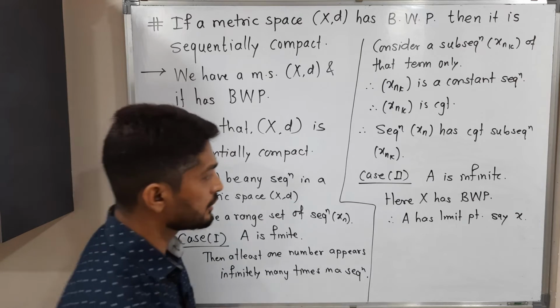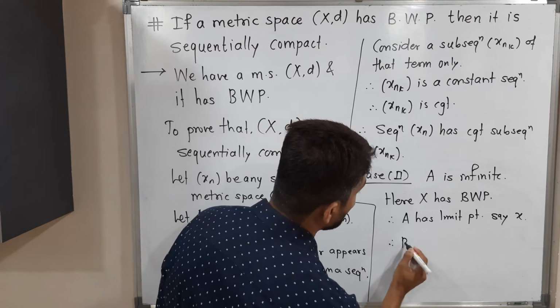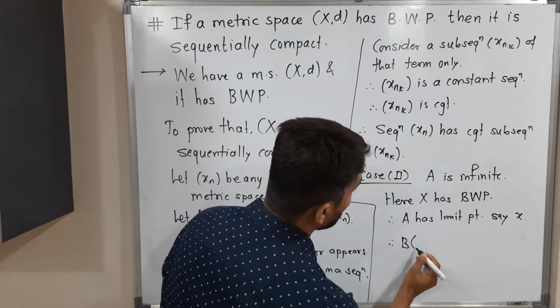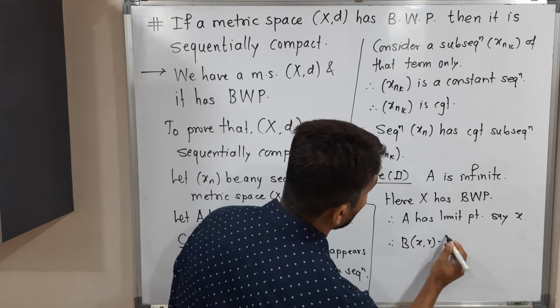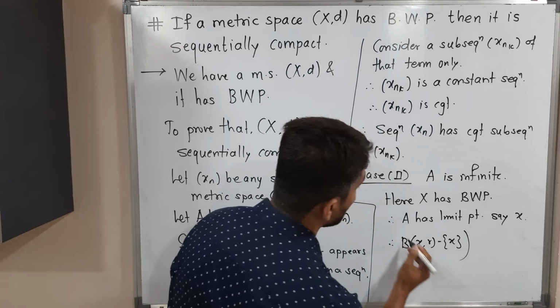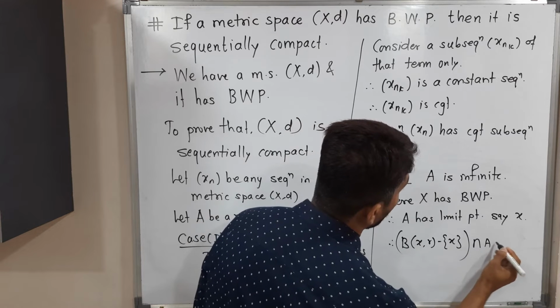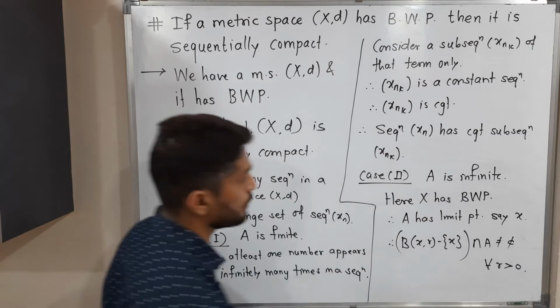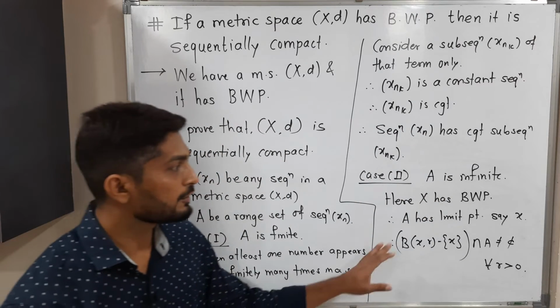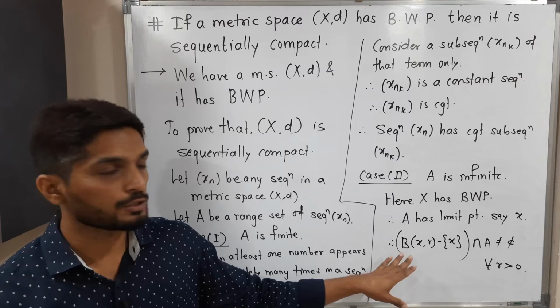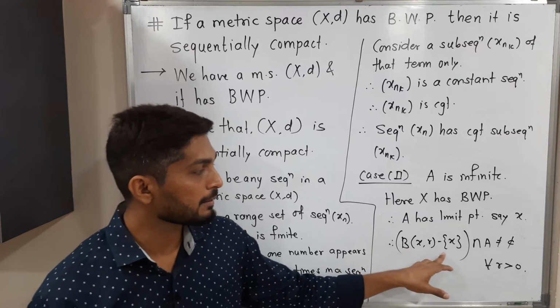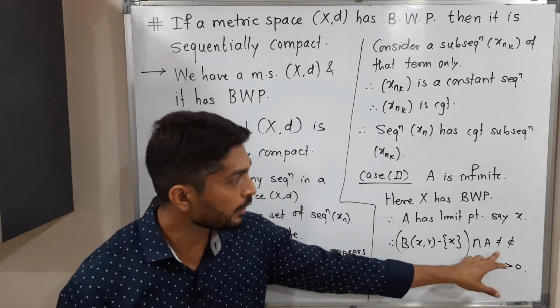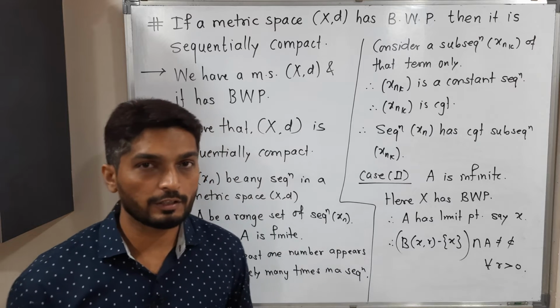Okay, so the definition of limit point I am simply writing: B(x, r) minus singleton x, intersection A, not equal to phi, and this is true for every r greater than 0. So I simply use the definition of limit point, which says B(x, r) minus singleton x intersection A is not equal to phi, and this is true for every r greater than 0.